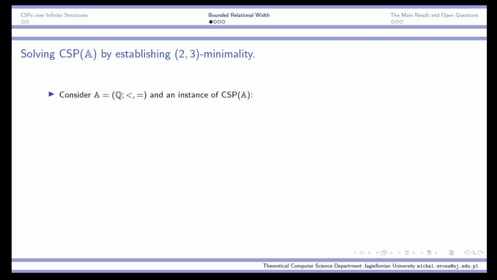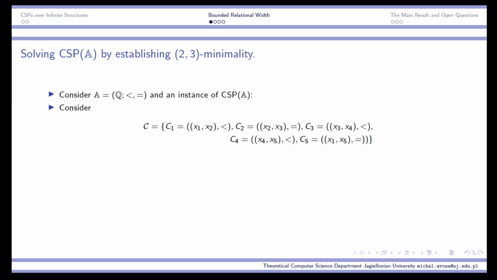So we'll look at the structure with the domain Q with two relations, the order and equality, and with the following constraints: x1 has to be less than x2, x2 has to be equal to x3, and x3 has to be less than x4. x4 has to be less than x5, and x1 equal to x5. And we establish two-three minimality.